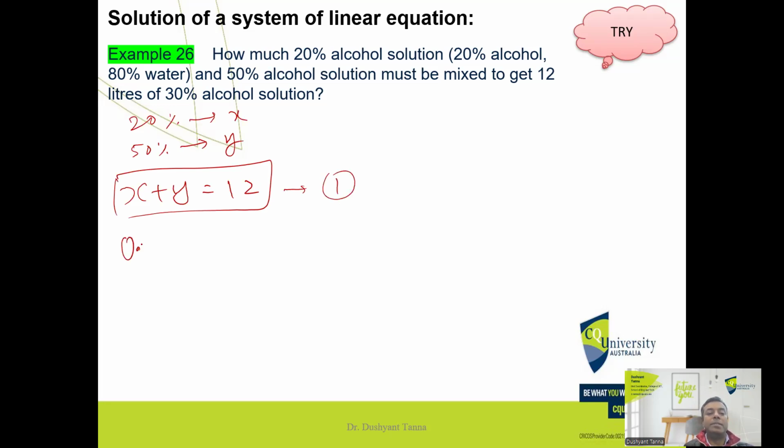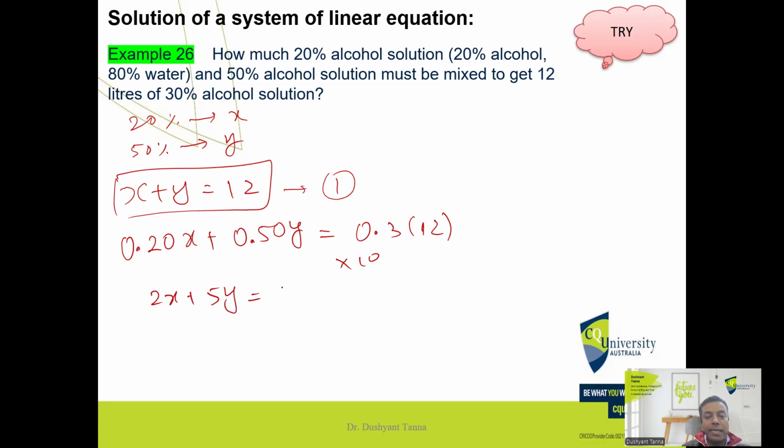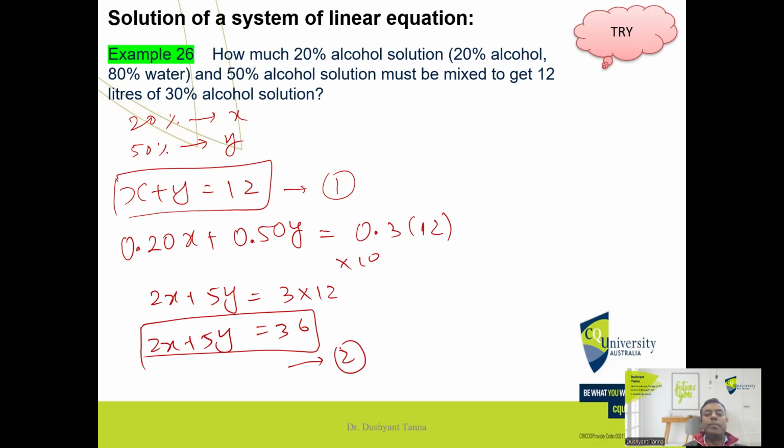The other one: 20% solution of X and 50% solution of Y, when mixed together, the combined concentration is 30% of 12. So 30% of X plus Y, or 12. I times this by 10 to get rid of the decimal, right? So 0.2 or 20 is the same thing. 2X plus 5Y is 3 times 12, or 36. 2X plus 5Y is 36. Equation number 2.